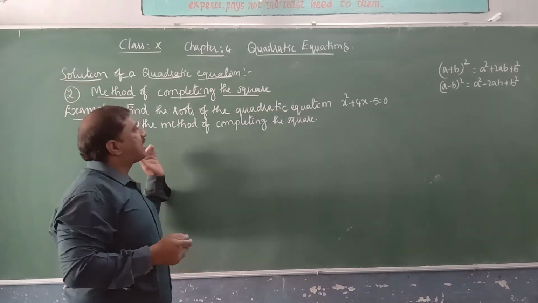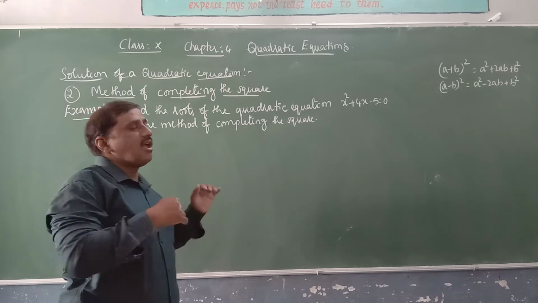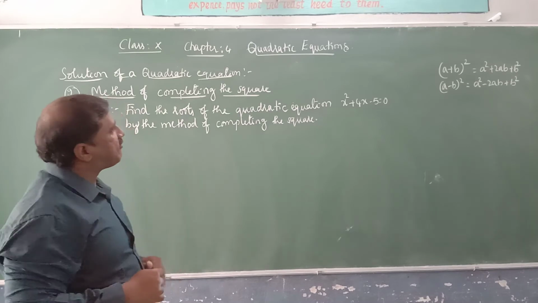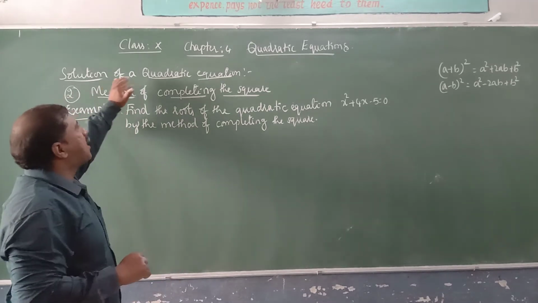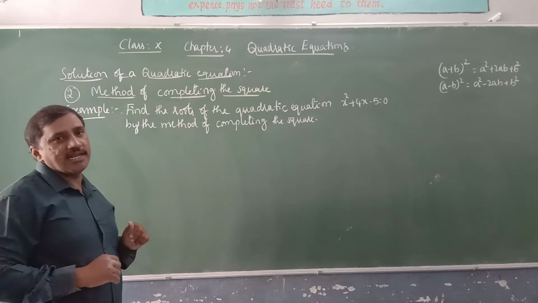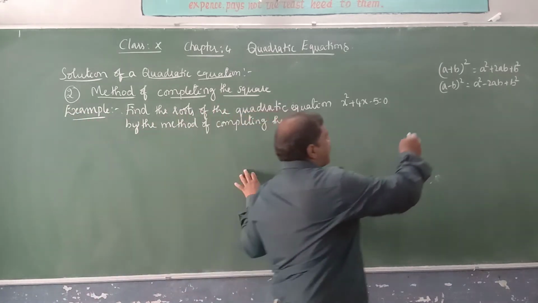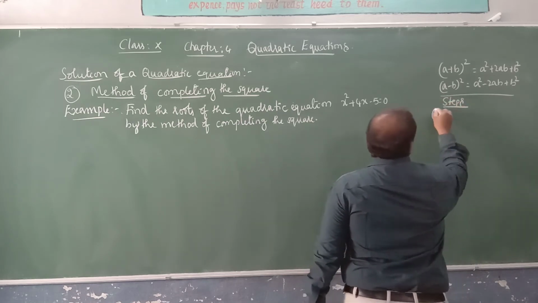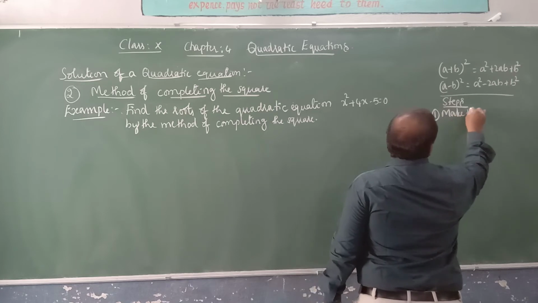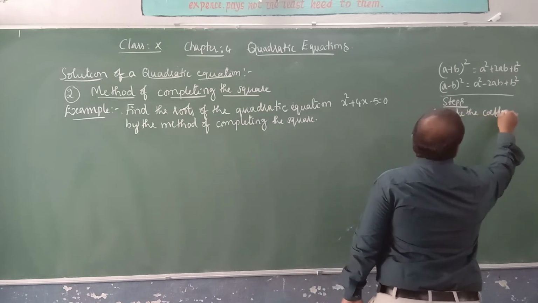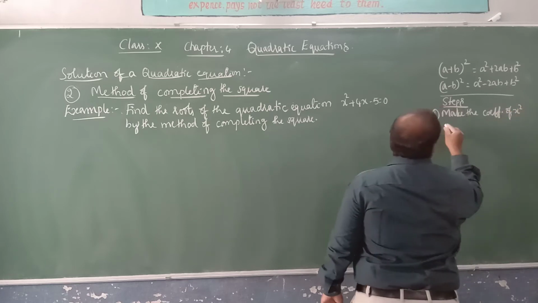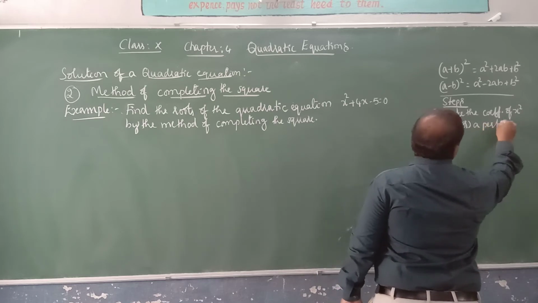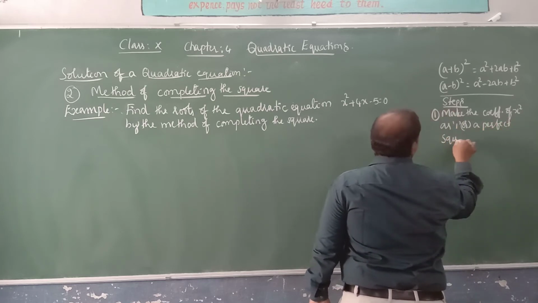To convert the given equation in the form of a plus b whole square or a minus b whole square, there are three steps. We will follow those three steps to find the solution of a quadratic equation by the method of completing the square. What are those steps? We'll discuss the steps now. So the first step, step 1, is make the coefficient of x square as 1 or a perfect square number.